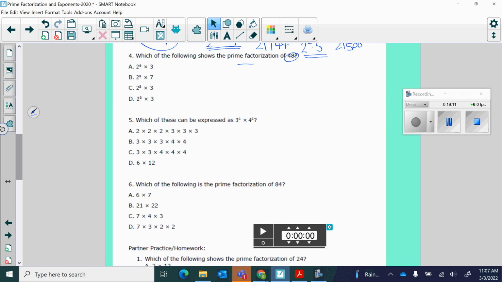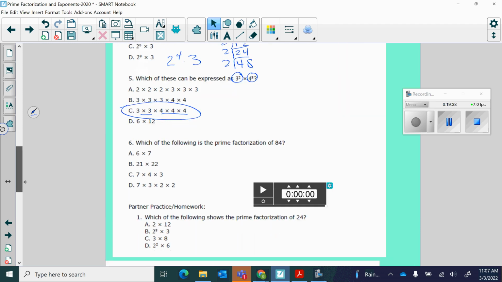So this one, I start at 48. I can go by 2, gets me 24. 2 gets me 12. 2 gets me 6. 2 gets me 3. So I have 4 2s and a 3. That would be answer A. Our next one, I have 2 3s and 3 4s. So 2 3s, 3 4s, that's answer C.